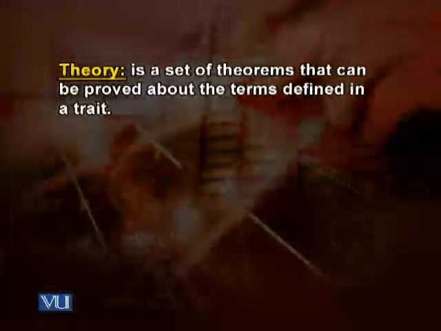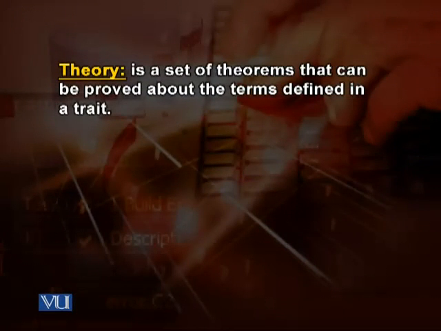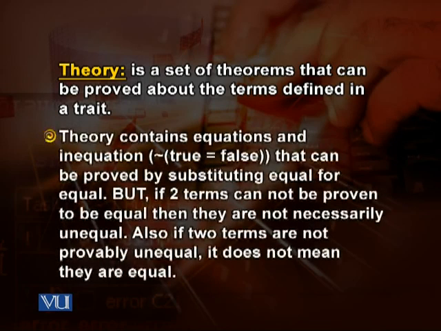Then we have a theory. Theory is a set of theorems that can be proved about the terms defined in a trait. Theory contains equations and inequations that can be proved by substituting equal for equal. But if two terms cannot be proven to be equal, then they are not necessarily unequal. Also, if two terms are not provably unequal, it does not mean they are equal. This is an important concept.